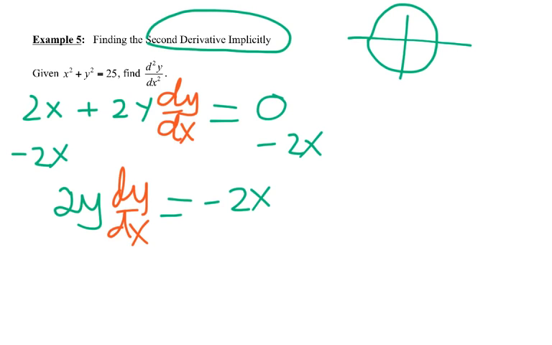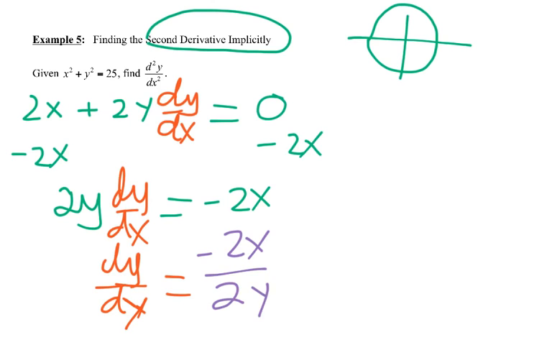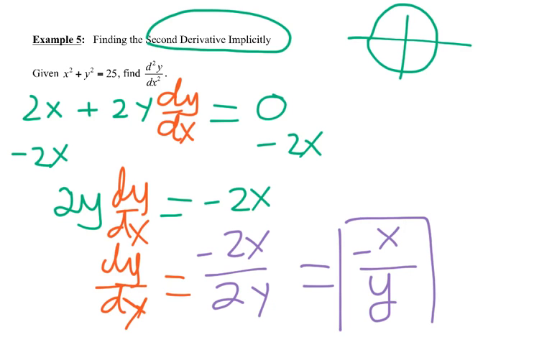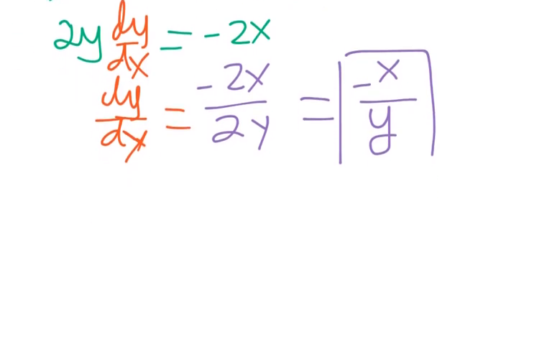To get dy over dx by itself, we divide by 2y. So we have negative 2x over 2y. If I simplify, it's negative x over y. Okay, so that is the first derivative. We're going to take the derivative again from here.